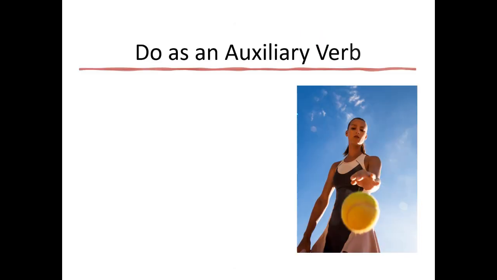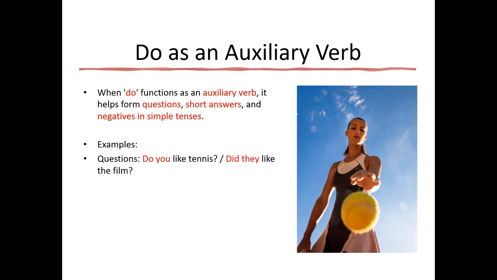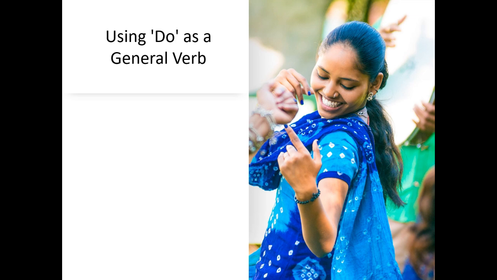Do as an auxiliary verb. When do functions as an auxiliary verb, it helps form questions, short answers, and negatives in simple tenses. Examples. Questions: Do you like tennis? Did they like the film? Short answers: Yes, I do. Yes, they did. Negatives: He doesn't play well. Joe didn't see it.